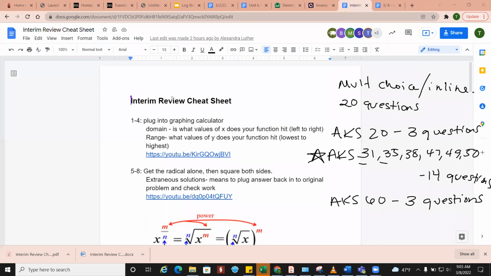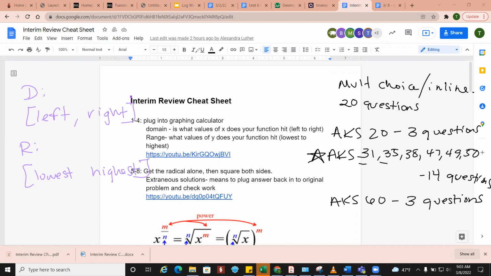So on your interim review, the first thing you're going to do is questions 1 through 4, which you're going to plug into your graphing calculator, and find the domain and range. The best way that I do this is I ask, what is my farthest left X value to my farthest right X value? That's my domain. And for my range, what's my lowest Y to my highest Y? That's what I always ask myself.